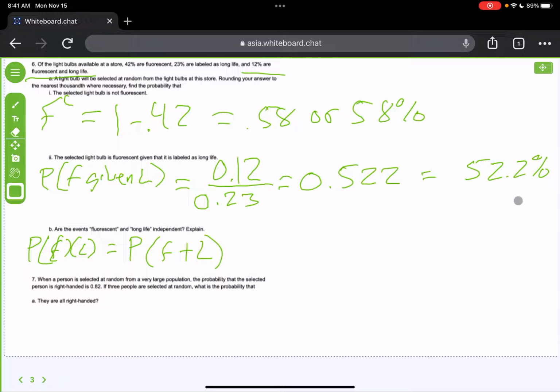Well, 42% times 23% is equal to 0.0966. So what is the probability of fluorescent and lifelong? That's 12%. So that's not true. So no, they are not independent.